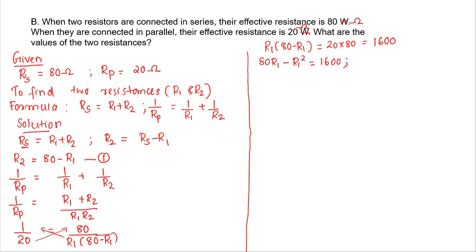Okay. Now arrange this equation. We will take this minus R1 and 80 to the right side. We will get R1 square minus R1 square will become plus R1, and 80 R1 will become minus 80 R1. Plus already 1600 is there on the right side, is equal to 0. So now you got R1 square minus 80 R1 plus 1600 is equal to 0. You got a quadratic equation.